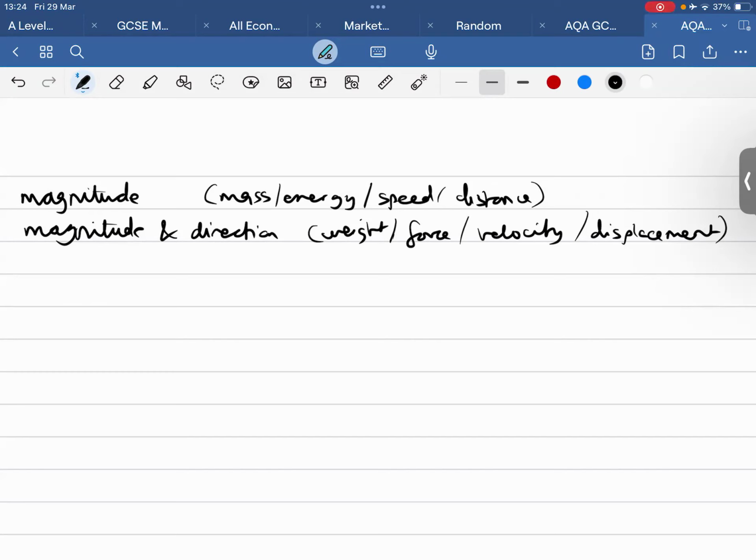What is mass measured in again? Kilograms. Right. And weight is measured in newtons. So speed and velocity are the same thing, but velocity has direction. Distance and displacement are the same thing, but displacement has a direction. So velocity is speed with a direction.